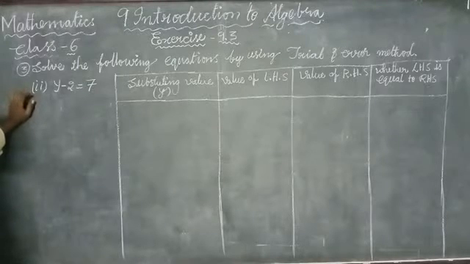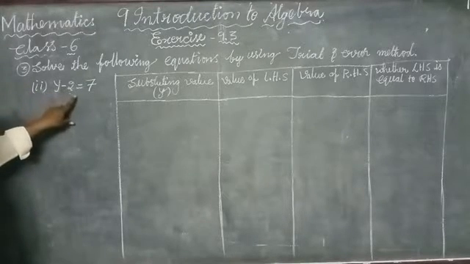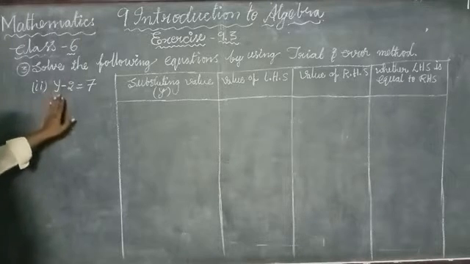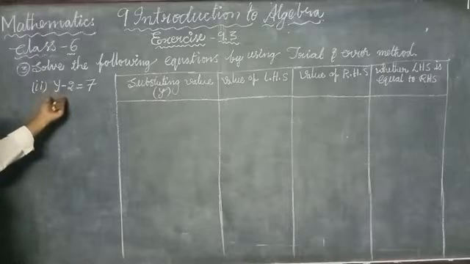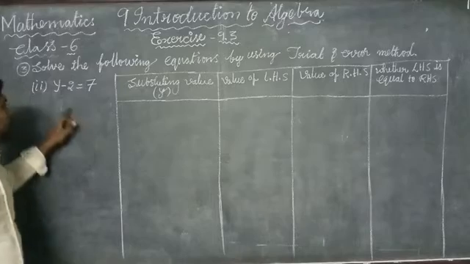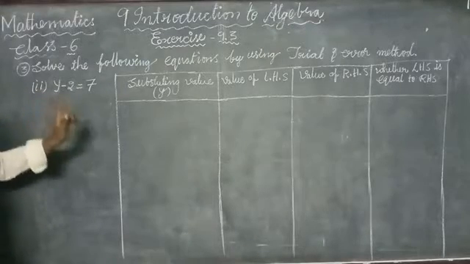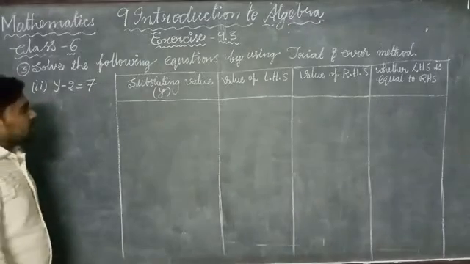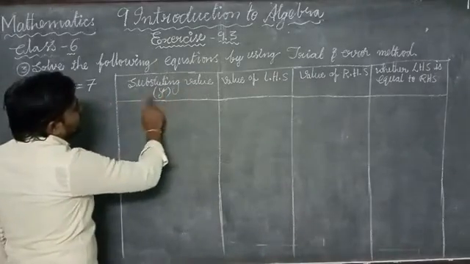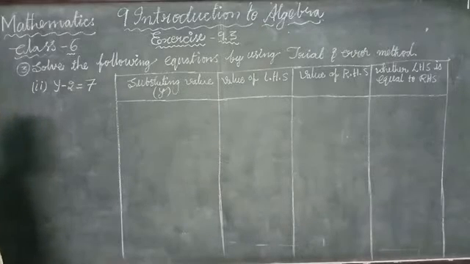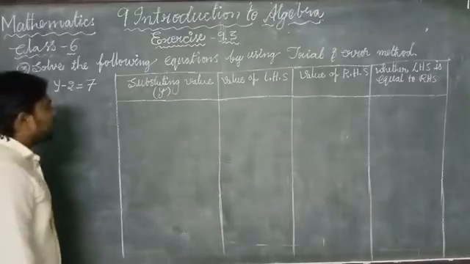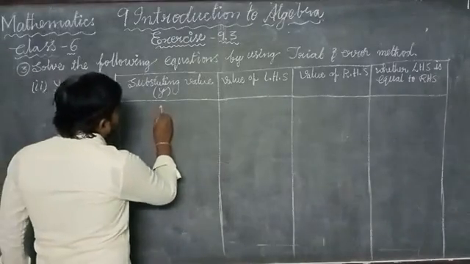The second problem is y minus 2 equals 7, the given equation. For that equation we have to find the solution by using the trial and error method. We have to find the correct value of y. Now let us see, the substituting value is y in the given equation. So now let us start with 1.